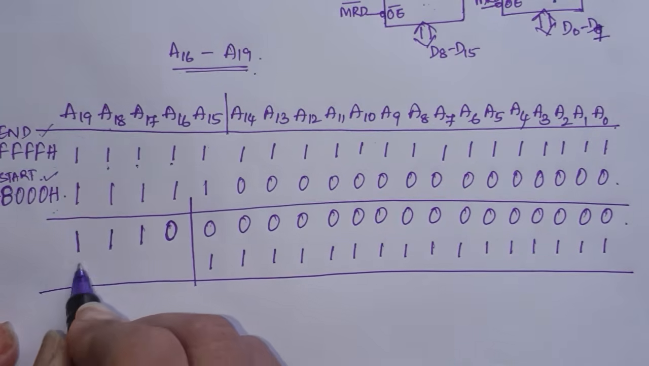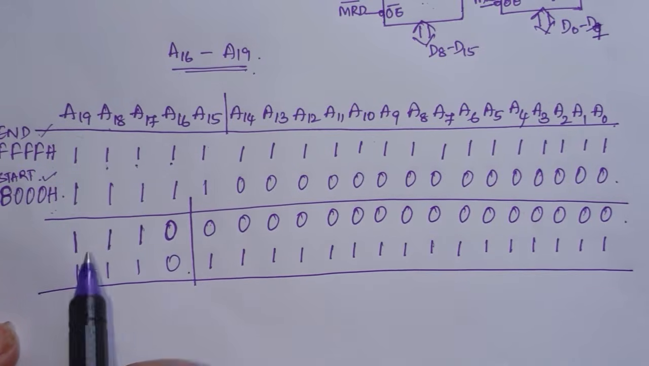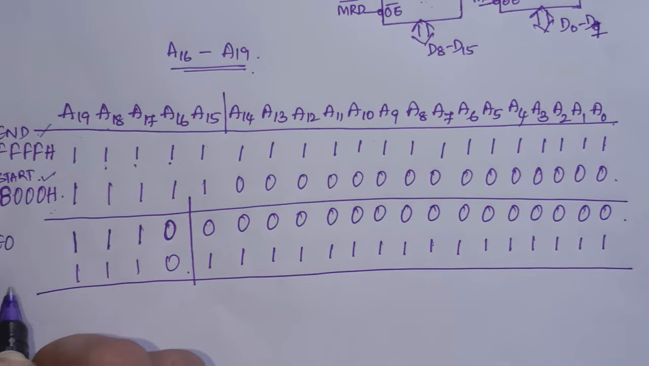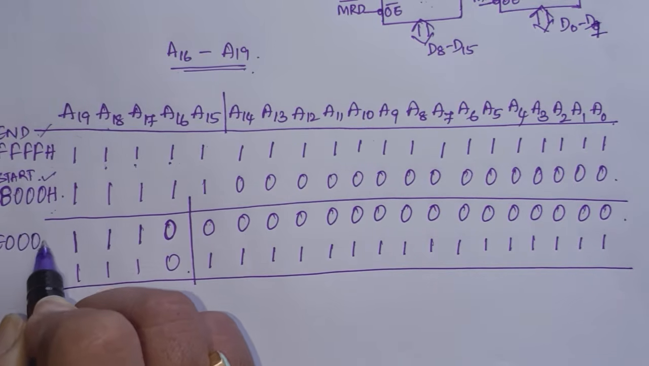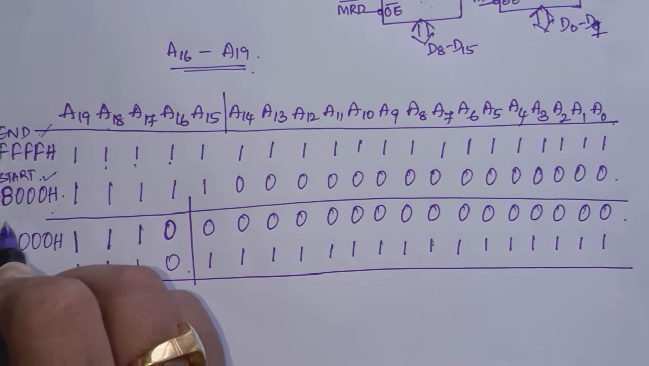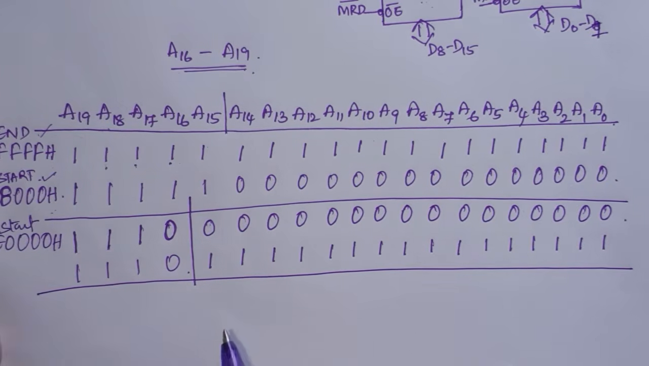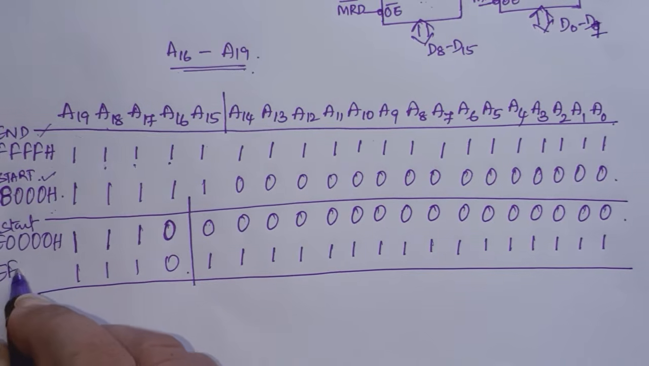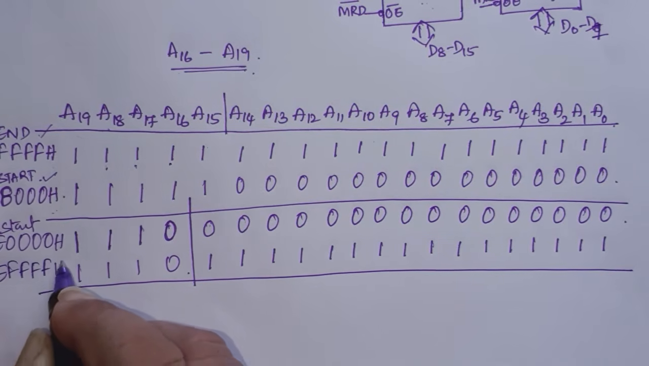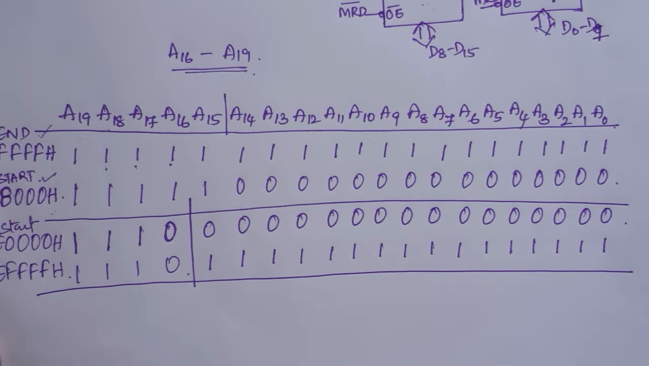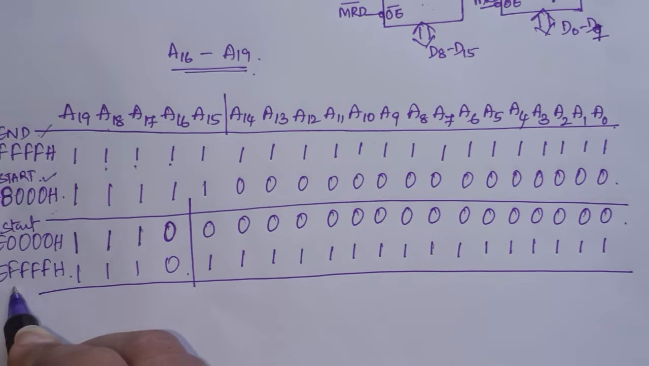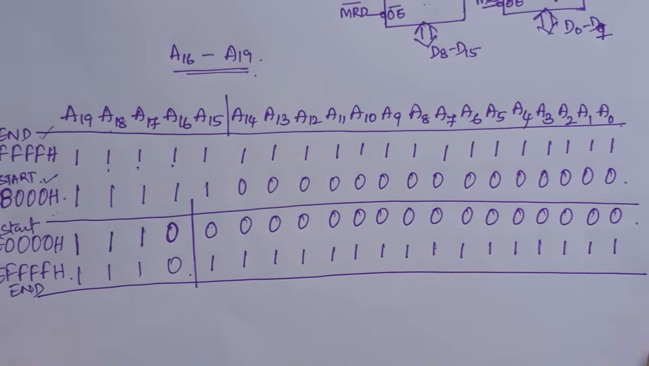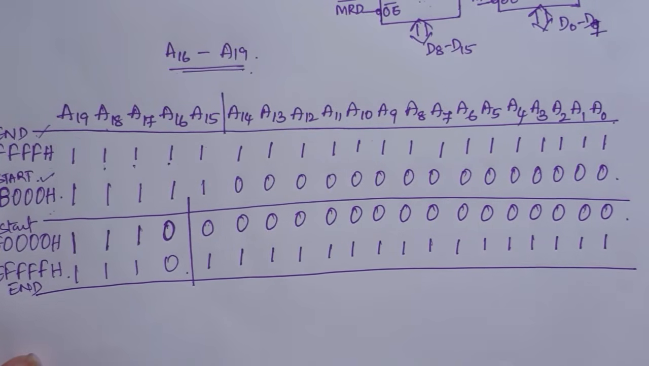So what is the start address here? It is E000H is the start, and EFFFH is the end address of one pair of RAM chips, 64 KB RAM.